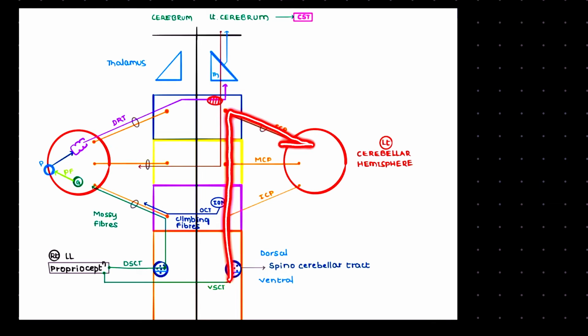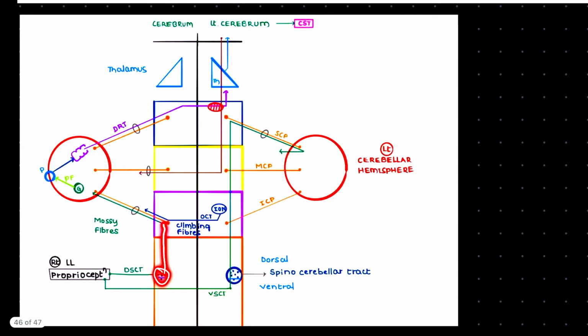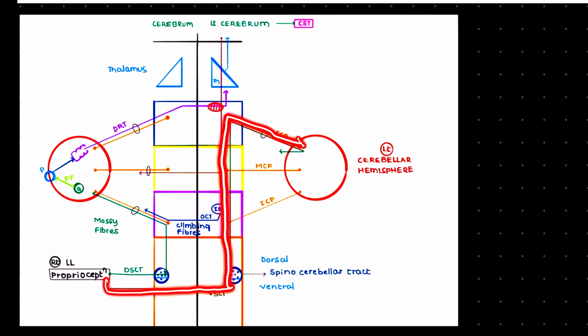So it will send it again to its own cerebellum. This is recrossing of fiber, and that is taking place in the cerebellum, right? So the dorsal spinocerebellar tract was entering the cerebellum through the inferior cerebellar peduncle. The ventral spinocerebellar tract is entering the cerebellum through the superior cerebellar peduncle, but it will not stay there. It will be sent back to its own cerebellum, and that is called recrossing of fiber.